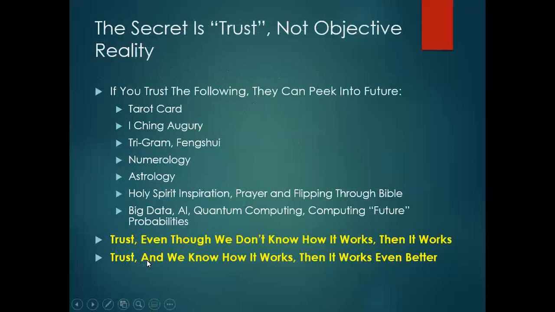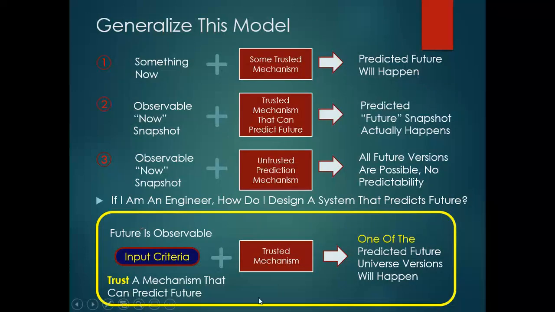Secondly, if we trust something and we know how it works, then it works even better. So the whole key criterion is trust. It's the so-called trusted mechanism. Once you trust a mechanism, with its very specific input, you will be able to predict the output as a version of the future.